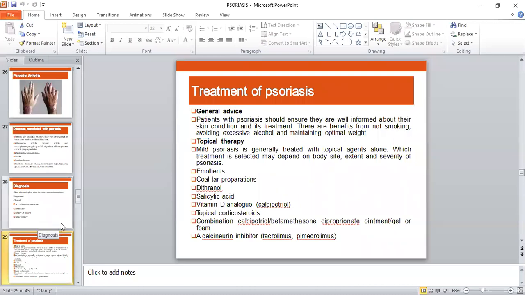So the treatment of the patient. A general advice: a patient with psoriasis should ensure they are well informed about their skin condition. We should tell them about the disease, because it's a remitting and relapsing disease, and its treatment. There are benefits from not smoking, avoiding excessive alcohol, and maintaining the optimal weight. These are all the associated factors. We have to stop these aggravating factors, especially smoking.